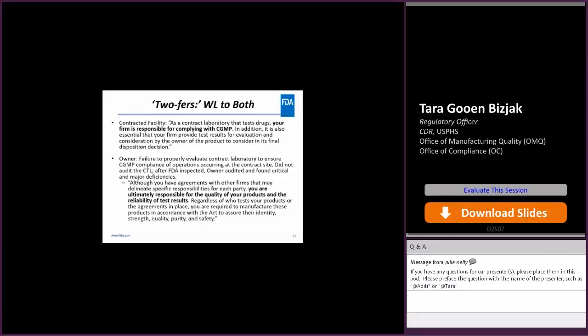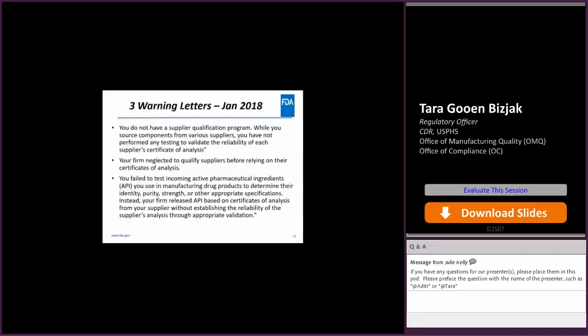They did not audit the contract lab, and after FDA inspected, then the owner audited the lab and found critical and major deficiencies. Okay, so this is the text that was in the warning letter: you are ultimately responsible for the quality of your product and the reliability of test results, regardless of who tests your products or the agreements in place. So that's one example where with one inspection there were two warning letters sent out.